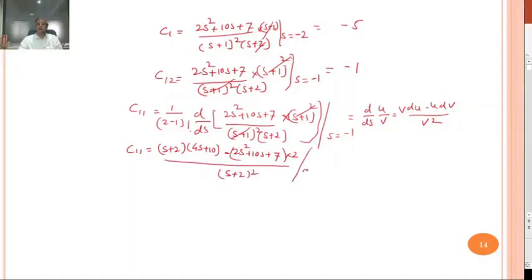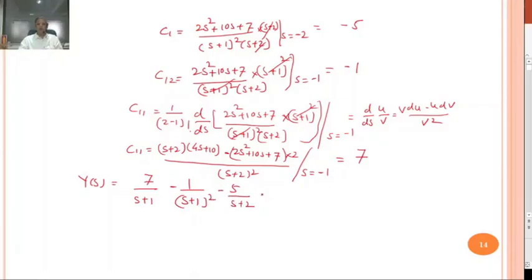Now substitute here s equal to minus 1, and after substituting s equal to minus 1 we are getting c11 is 7. Means we will write this Y of s equals 7 divided by (s plus 1) minus 1 divided by (s plus 1) square minus 5 divided by (s plus 2).